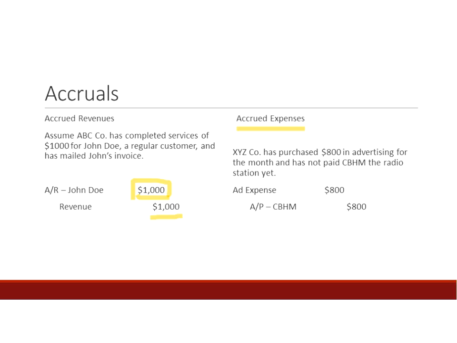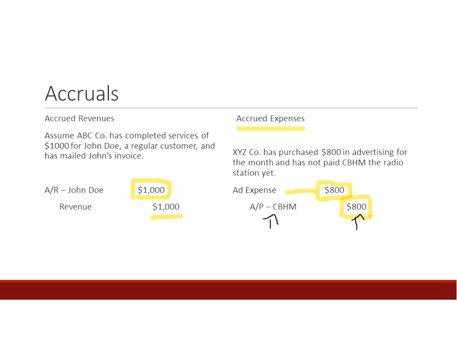As well, in accrued expenses, we might have XYZ Company that purchased $800 in advertising for the month and has not paid CBHM, the radio station, as of yet. So again, the ad has already been on the air, and so we need to recognize the expense. We probably generated a bit of revenue based on having that advertisement out there, and so we should recognize the expense in this period. And maybe the radio station just hasn't sent us out our invoice yet, but we know what we owe them, and so we should set up an account payable for the same amount. And that's how accruals look.